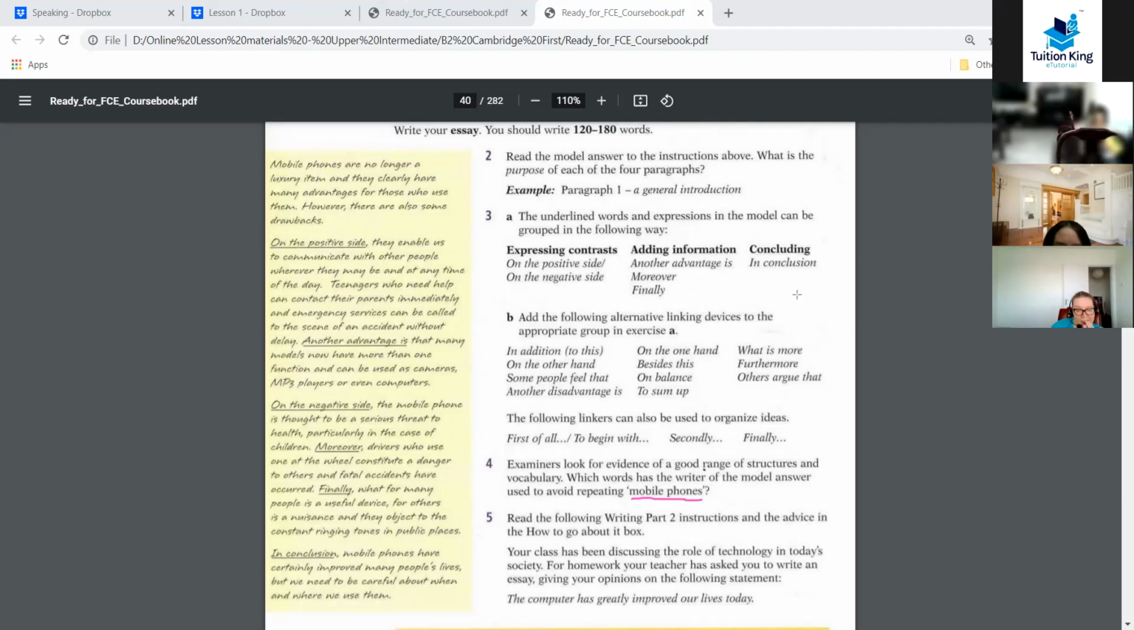Useful device. Very good, excellent. You can see useful device down there. Very good, very good. Any other words?